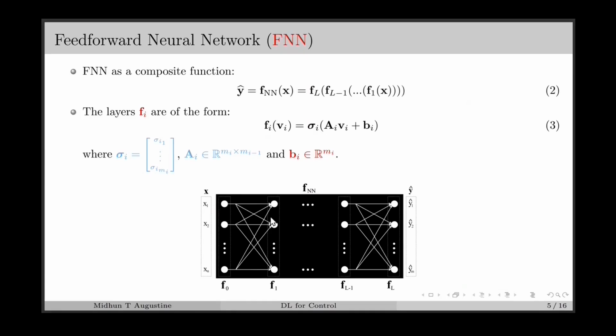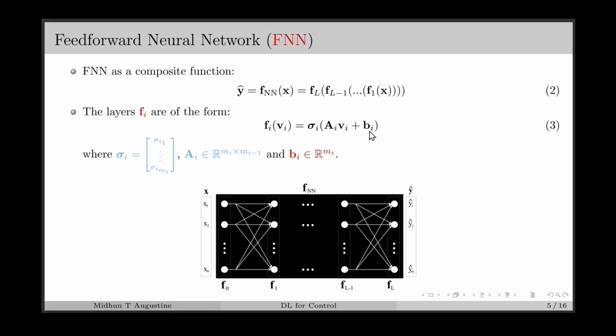This figure we have seen in the previous lectures. Here F1 is the first hidden layer, FL-1 is the (L-1)th hidden layer, FL is the output layer, and F0 is the input layer. This input layer is simply passing the data. After that, each of these layers we can represent as a composite function as in equation 3, where sigma is the activation function, A is the weight matrix, and B is the bias vector.